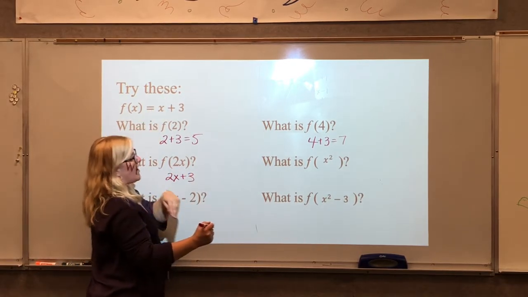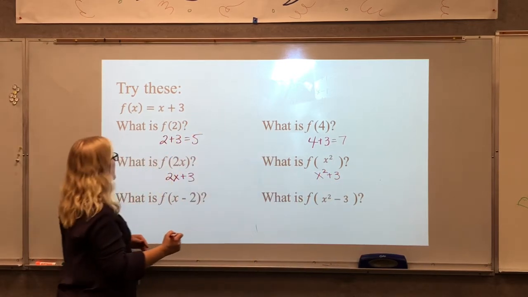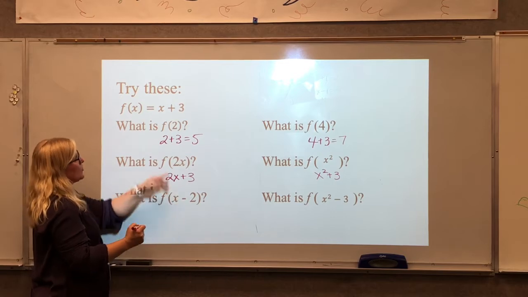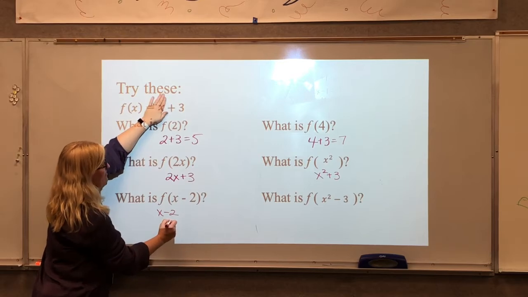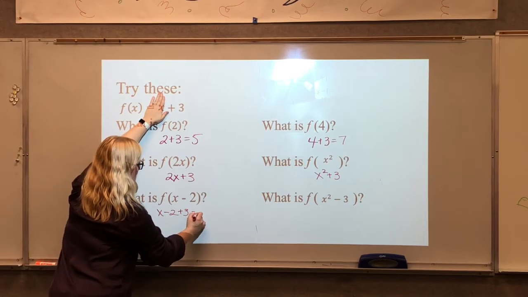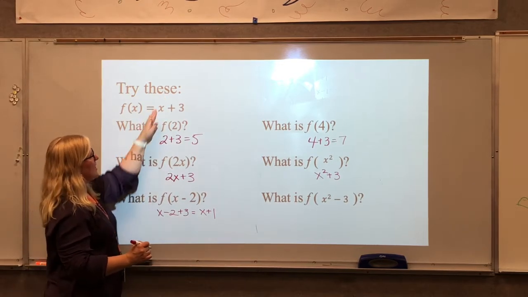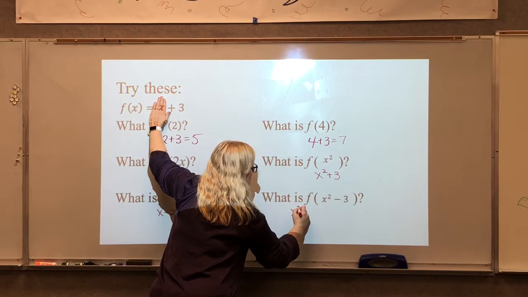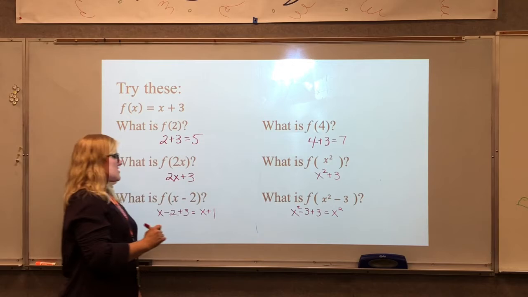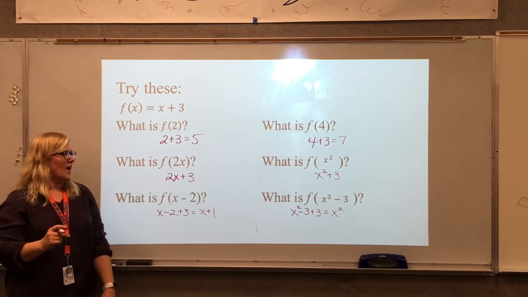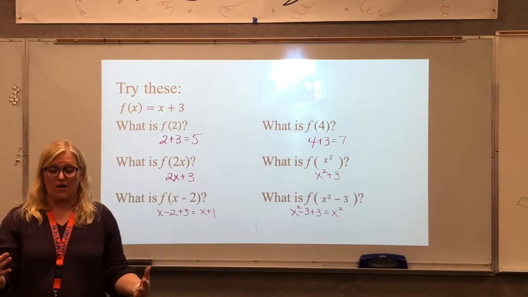So f of x squared is x squared plus 3. f of x minus 2, again, taking out x, putting in x minus 2, and then I have plus 3. So that gives me x plus 1. And then f of x squared minus 3, I've got x squared minus 3 plus 3 is just x squared. Okay? So I hope that was pretty easy because now we're going to use this to learn about our lesson today.